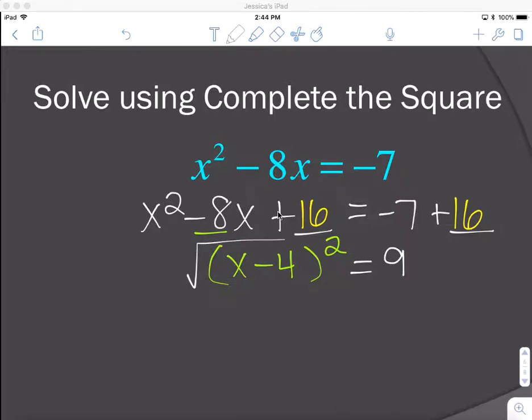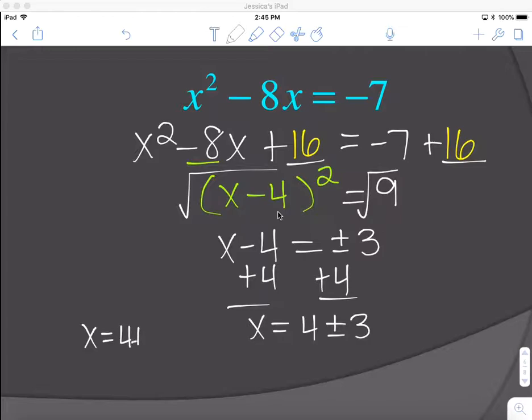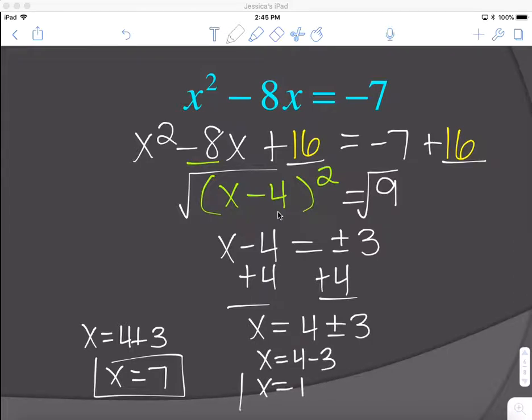Now, when I square root both sides, I'm left with x minus 4 on the left, and the square root of 9, we're going to write that as plus or minus 3. My last step is to add the 4 on both sides. So x is 4 plus or minus 3. My first answer, 4 plus 3, is positive 7. My second answer, 4 minus 3, is positive 1.